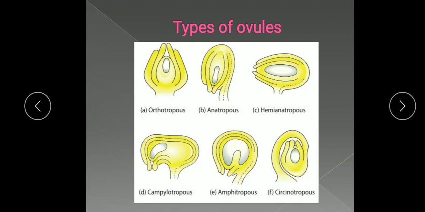Then we will see the campylotropous. This is campylotropous, where the ovule has a curved body. You see the curvature is here.